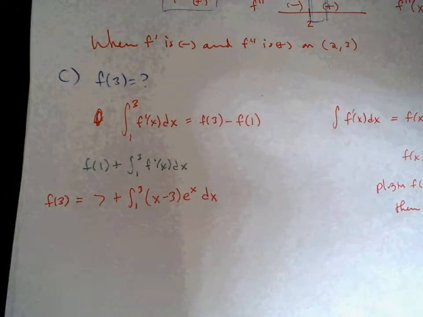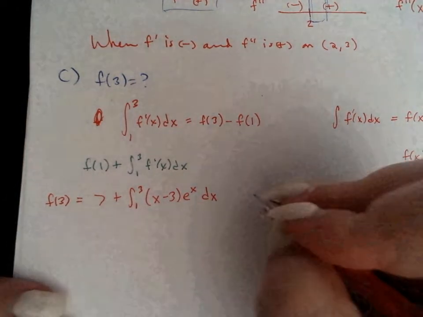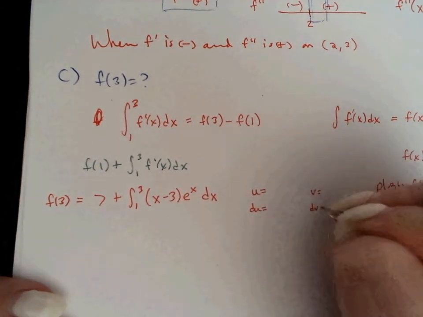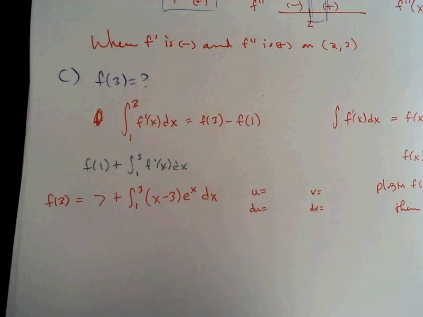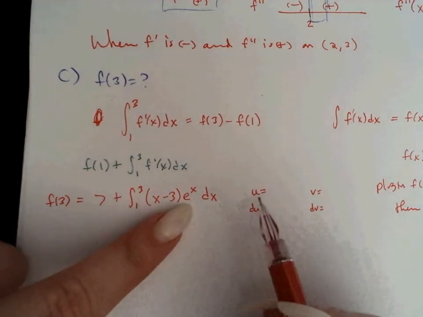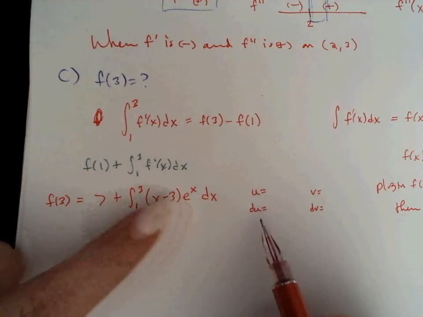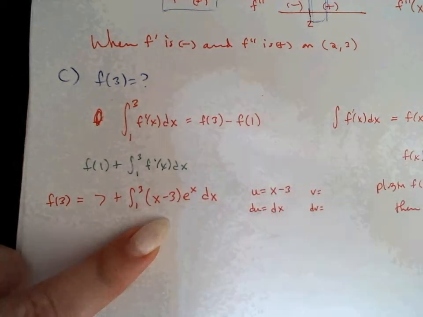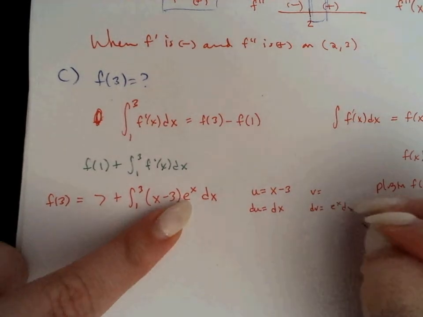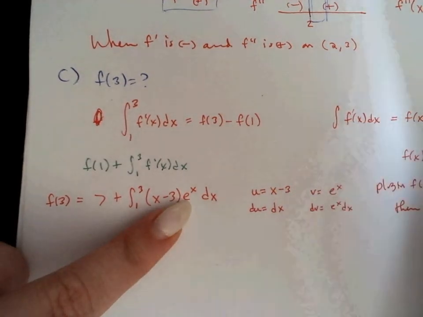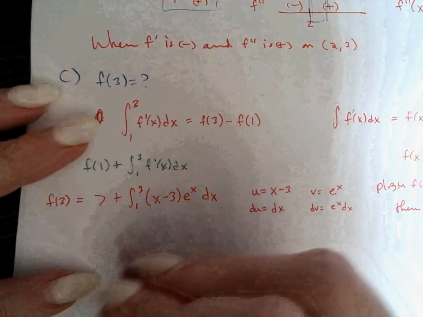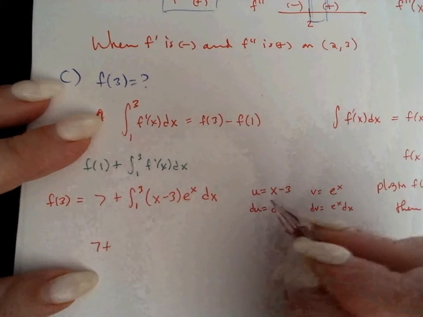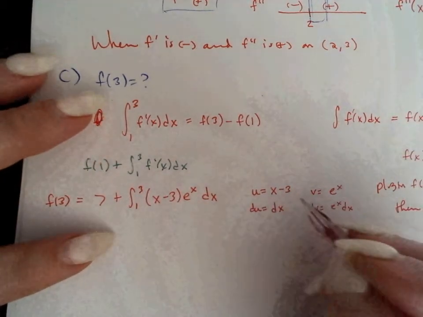So we've got u, du, v, dv. In my LIATE, exponential is the last thing you pick for u because you do need that to go down, and so we'll pick the algebraic x minus 3, and its derivative is just 1 dx. We'll pick e to the x dx to be dv, and then the antiderivative of that is e to the x. So we've got 7 plus... I'm going to go ahead and write this out, and then we'll do the 1 to 3 in just a minute.